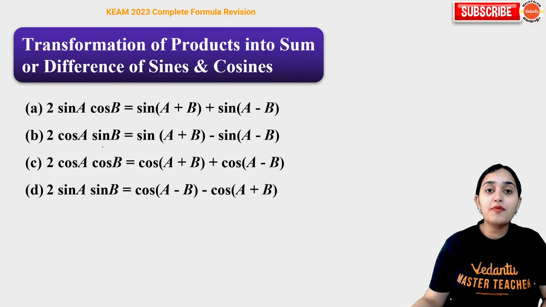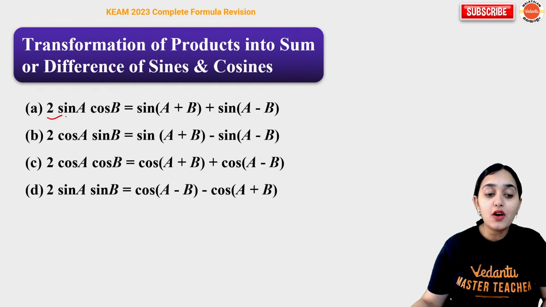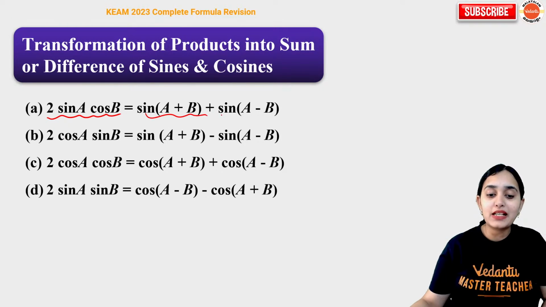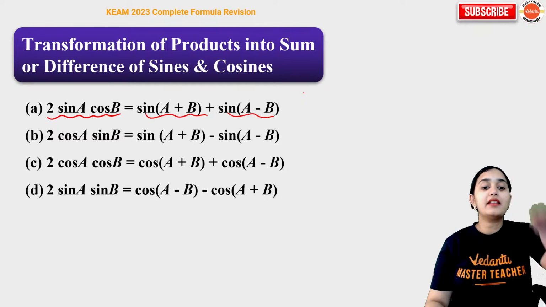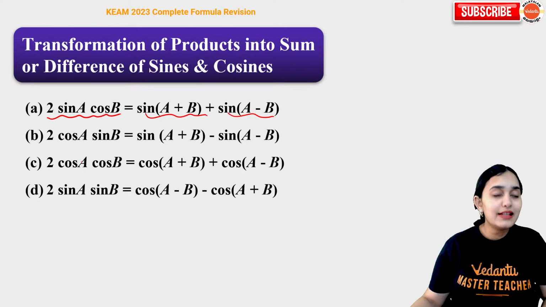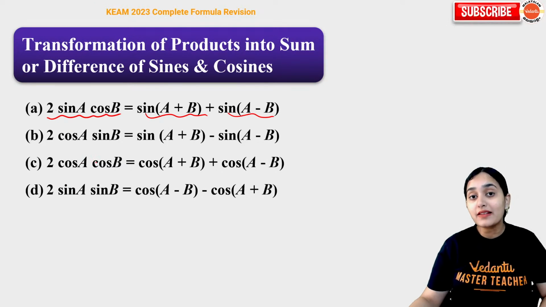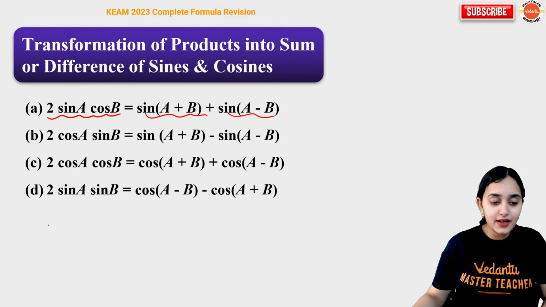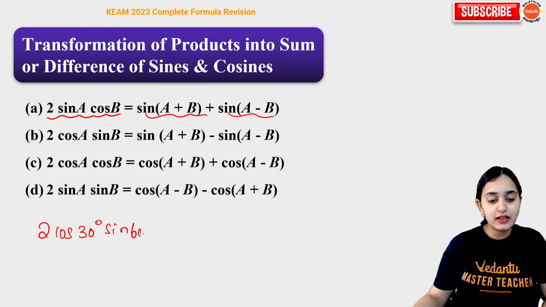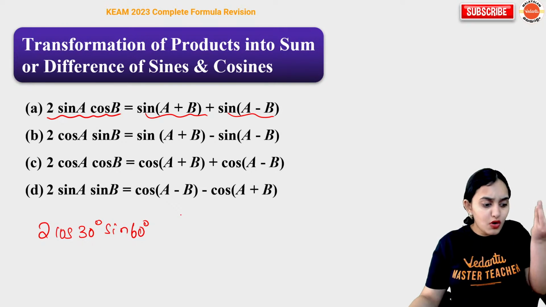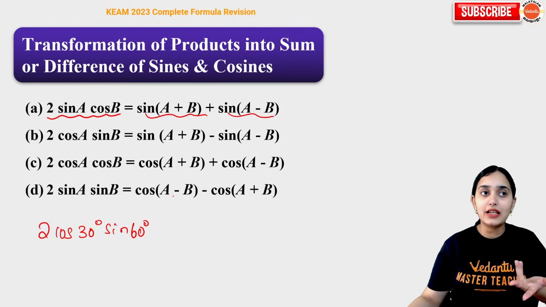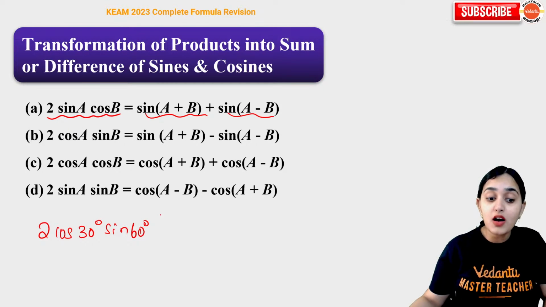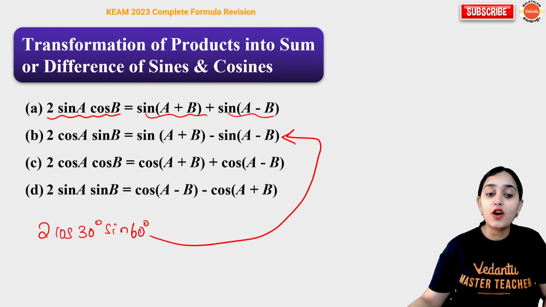Next, transformation of products into sum. How can you find out 2 sine A cos B? It is sine A plus B plus sine A minus B. From here only, we are deriving these formulas. Now, this is also important. Why is it important? Suppose you get your answer 2 cos 30 degree sine 60 degree. Now, in the options, no cos 30 sine 60 is given. So, you'll get confused that, oh, in the option, there is no 30 60, there is 90 30. What is wrong? Well, you can use this formula for conversion.